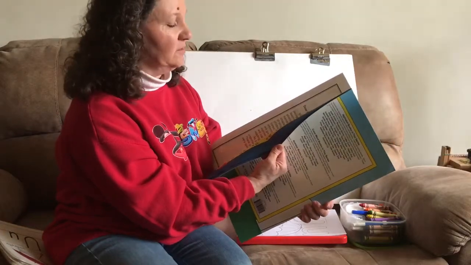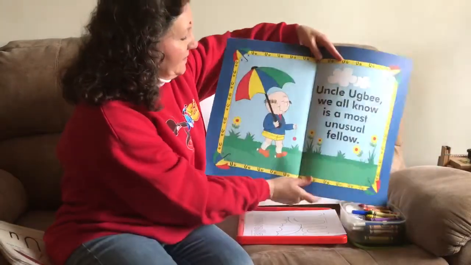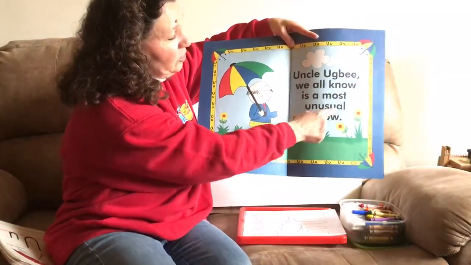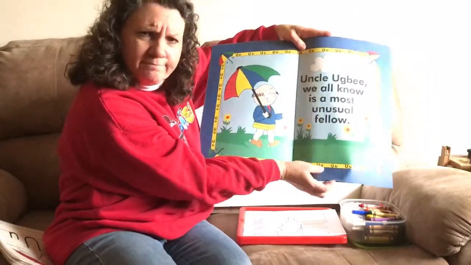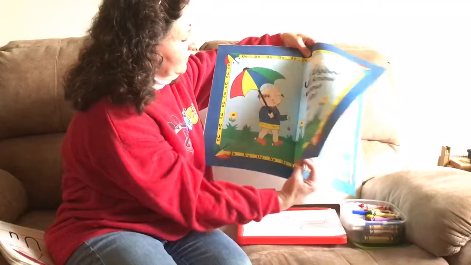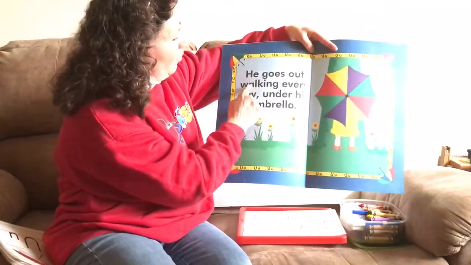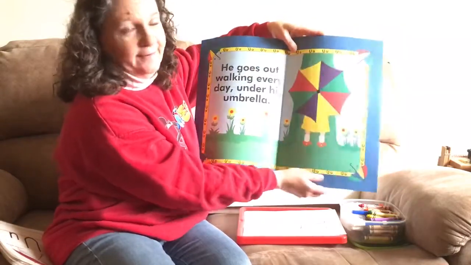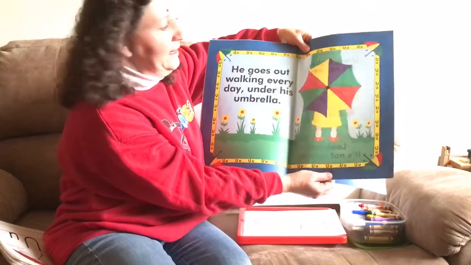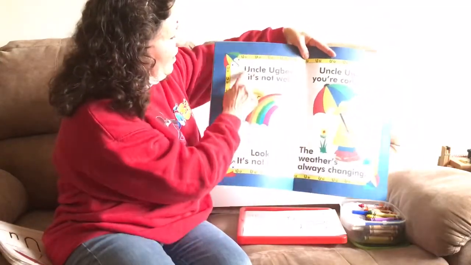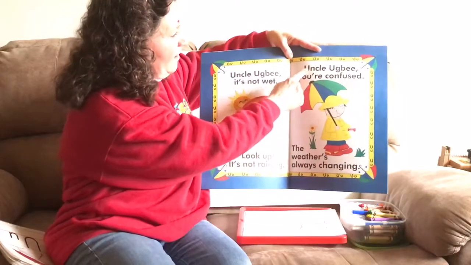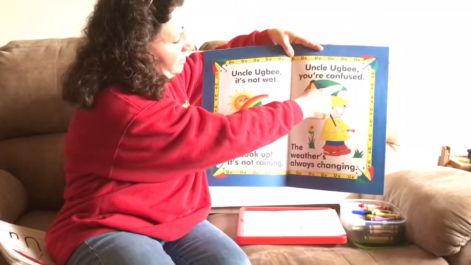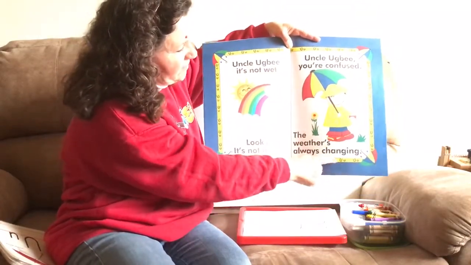And this is a kind of silly song. All right, it says, Uncle Ugby, we all know, is a most unusual fellow. Unusual. That's a silly word. He goes out walking every day under his umbrella. Why do you need an umbrella every day? When do we use an umbrella? When it's raining, right? Uncle Ugby, it's not wet. Look up, it's not raining. Uncle Ugby, you're confused. The weather's always changing.